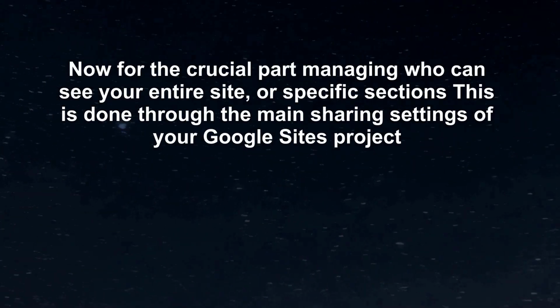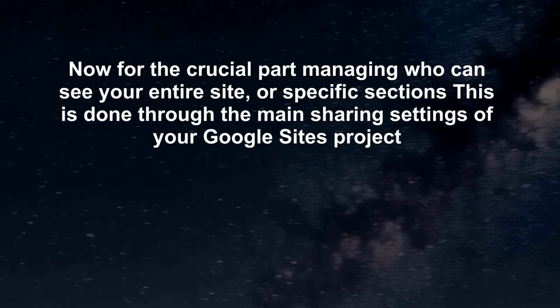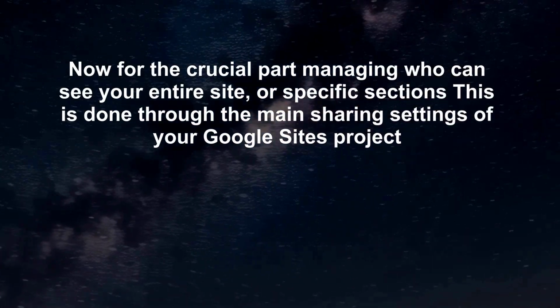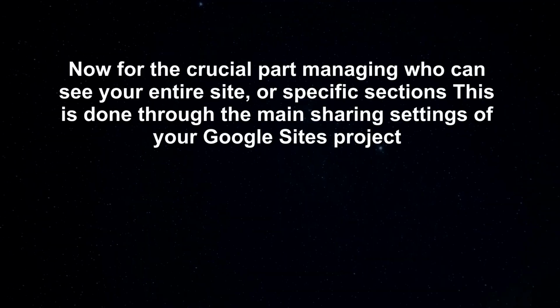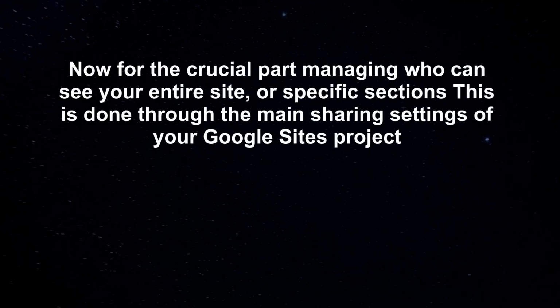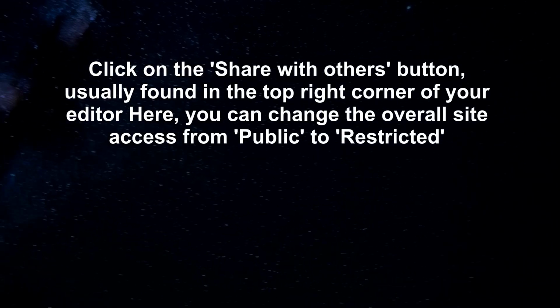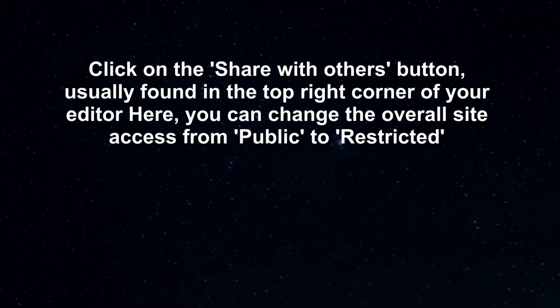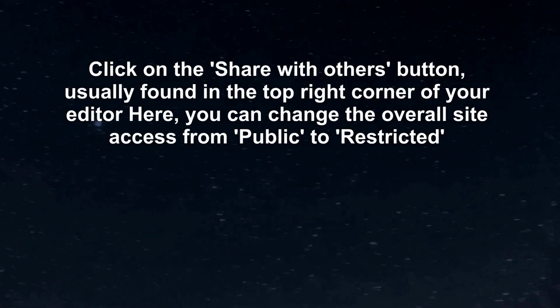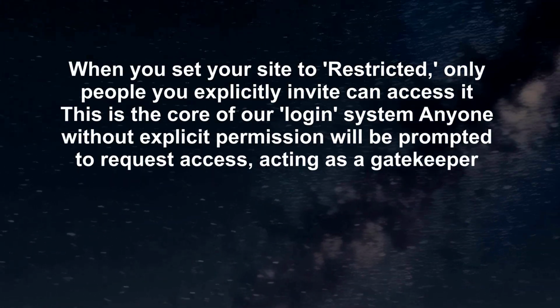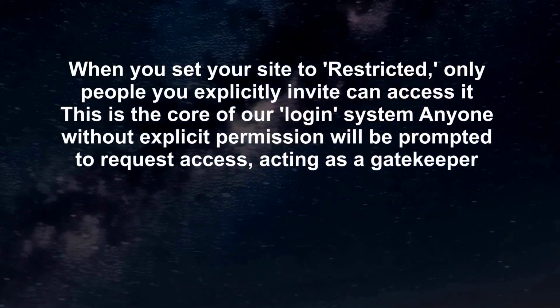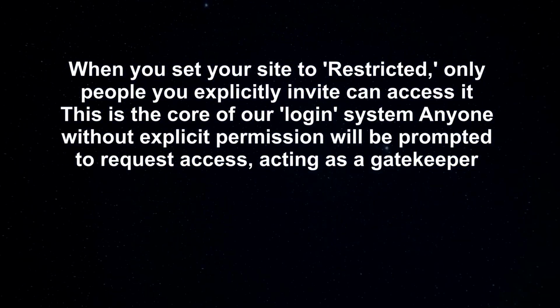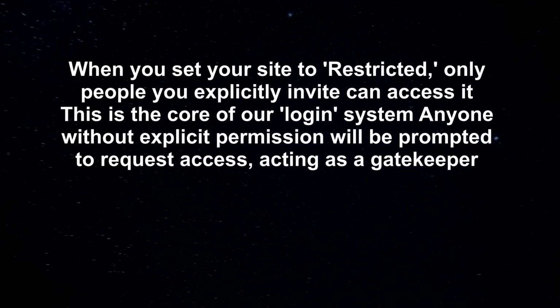Now for the crucial part, managing who can see your entire site or specific sections. This is done through the main sharing settings of your Google Sites project. Click on the Share with Others button, usually found in the top right corner of your editor here. You can change the overall site access from public to restricted. When you set your site to restricted, only people you explicitly invite can access it. This is the core of our login system.